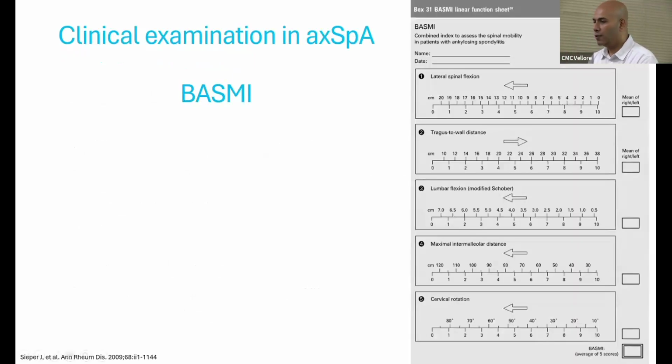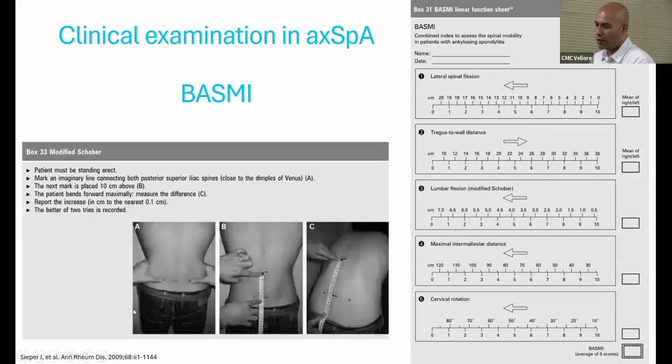And this is what we call the Bath Ankylosing Spondylitis Metrology Index, where we look at a few things which are really important. First is modified Schober's, and that's what we have over here. You have the posterior superior iliac spine, which is close to the dimples of Venus, if you can make that out. Then you mark 10 centimeters above that. Ask the patient to bend forward maximally as much as he can without bending his knees, right? And just measure the difference. So that is the pictorial representation of the modified Schober's.